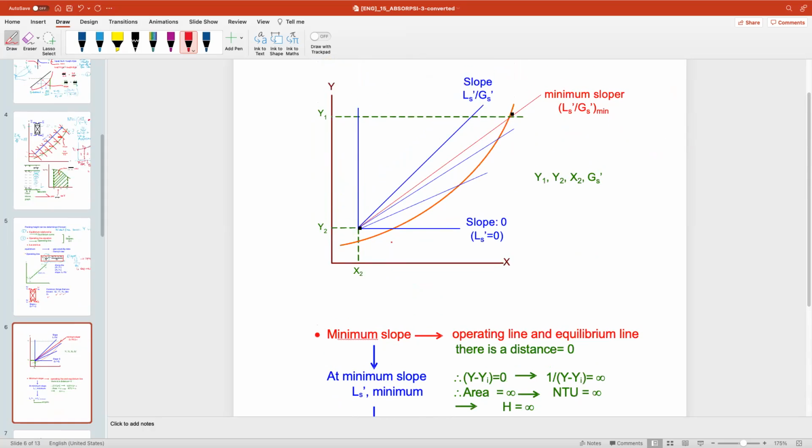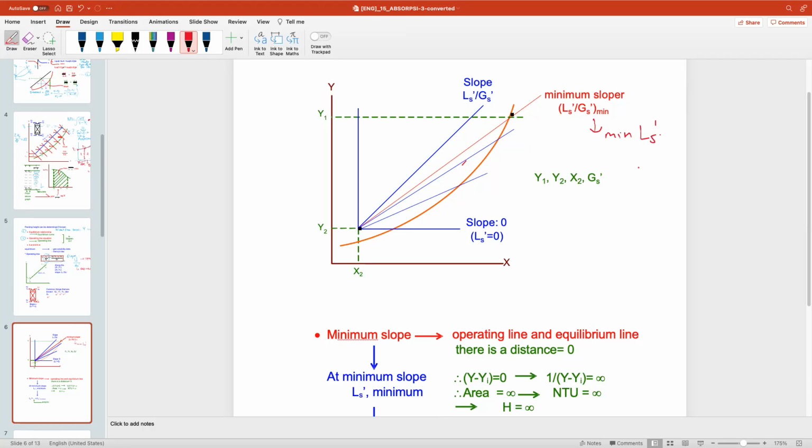Now, similar to the distillation column, we should have some minimum slope. Let's say this is from y1 to y2, and this is the slope LS over GS, which defines the operating line. We have the minimum slope, and the minimum slope is the one that touches the equilibrium curve, similar to the distillation. So this one here defines the minimum LS.